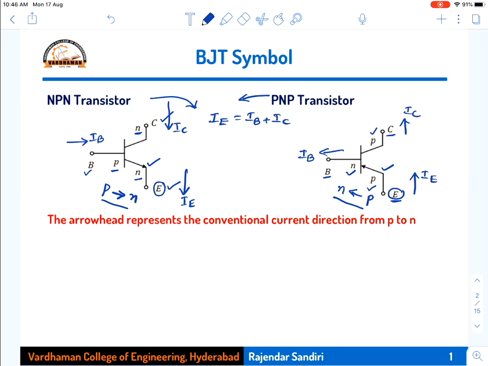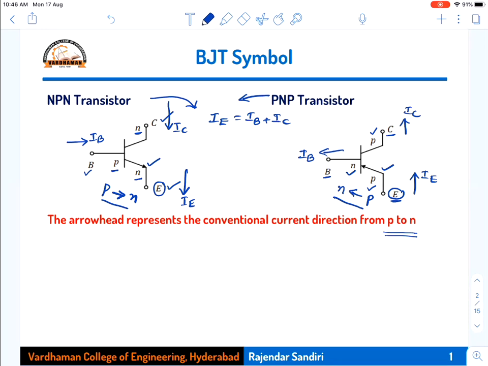Okay, so in this symbol, the arrowhead represents the conventional current direction from P to N. That means the emitter current direction is represented by the arrowhead. So the arrowhead represents the conventional current direction, and this is always from the P side to the N side, whether it is an NPN transistor or a PNP transistor.